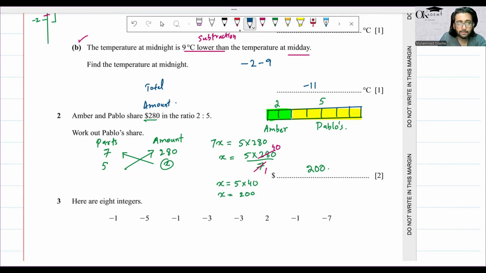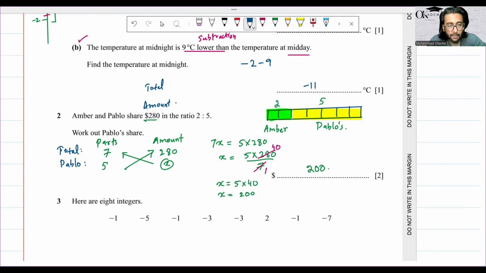So that's that. Okay, I'll write total here. So there was the total and that was Pablo. Okay, so there's that. We worked out the Pablo share over there.